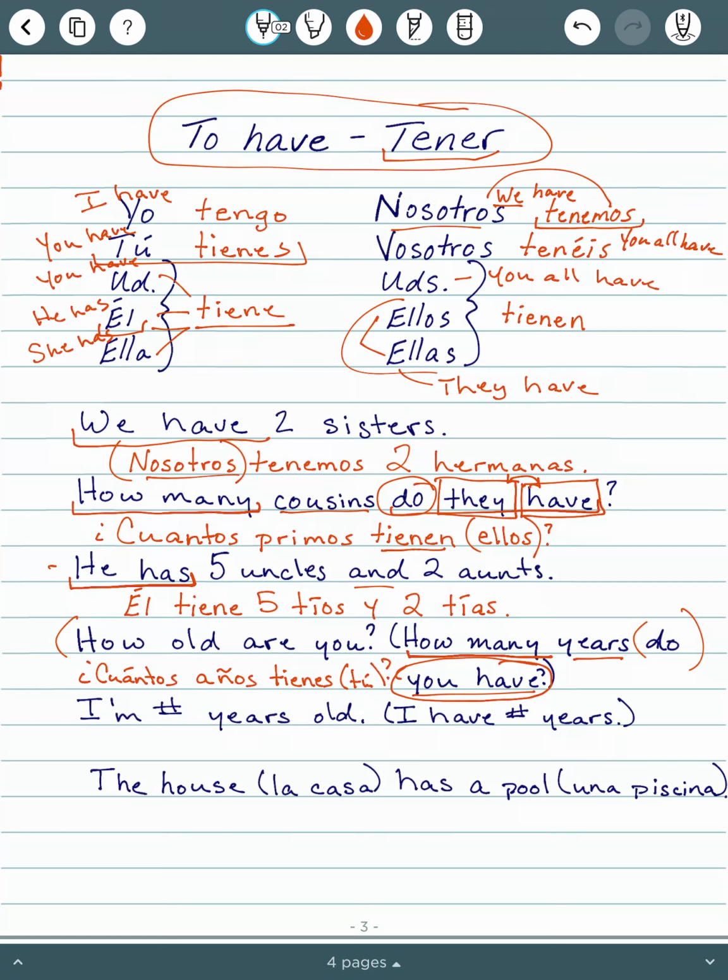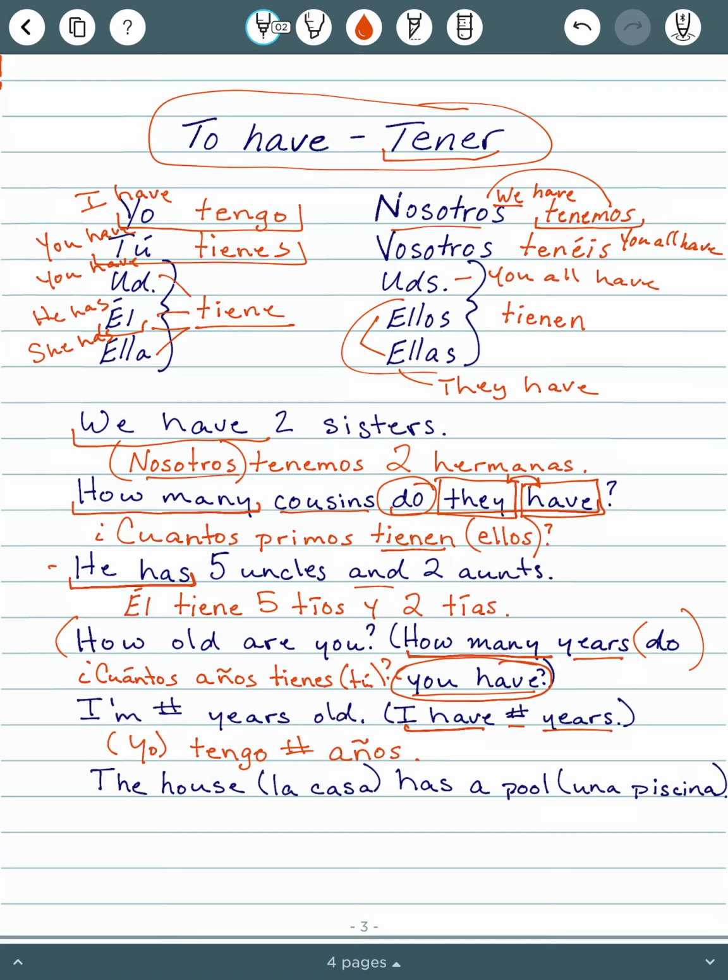And then to say I am however many years old, we say I have, the number, and then the word for years. So I have, I is yo, so I can say the yo if I want to. Tengo, and then 14, 15, and then the word años.